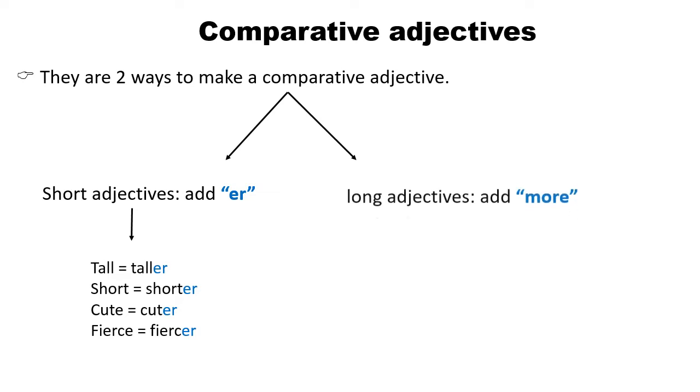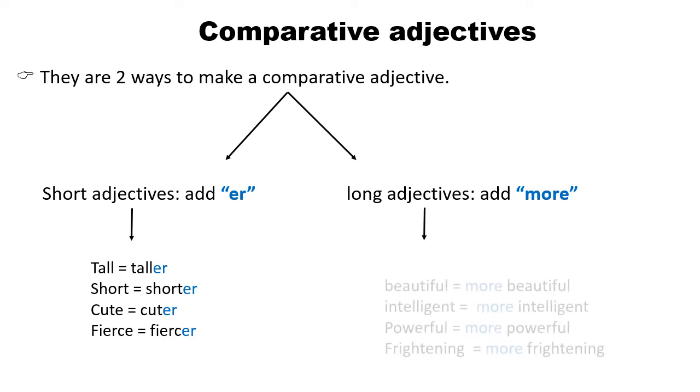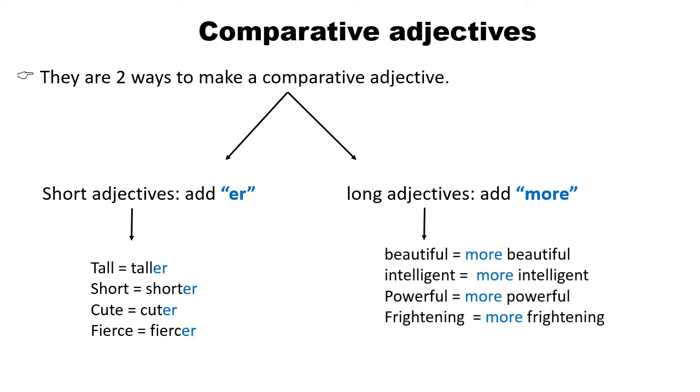The second way is long adjectives. We add more. So, in the second way, we put only more. We don't change the adjective. We put it as it is. Beautiful, more beautiful; intelligent, more intelligent; powerful, more powerful; frightening, more frightening. Frightening means scary. Okay, something scary. Frightening, more frightening. Okay.